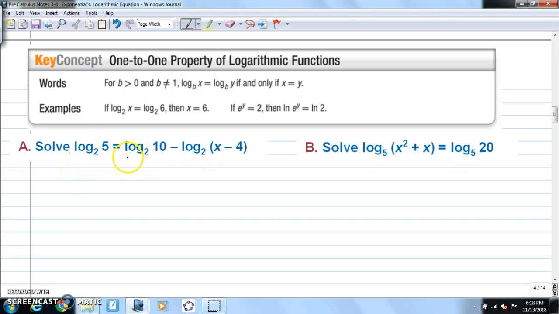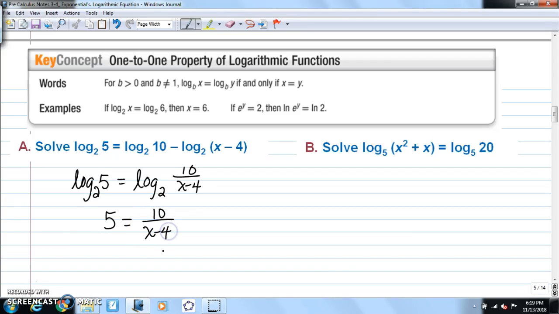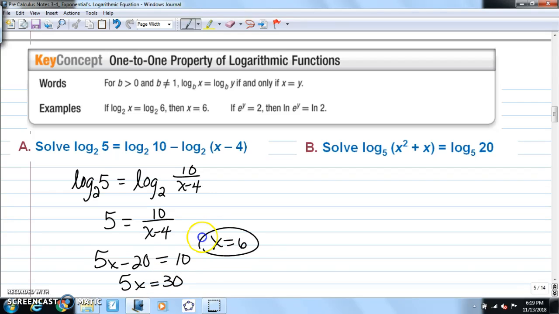Well, I can simplify here over on the right-hand side. I have log base 5, oops, base 2. Log base 2 of 5 equals, and these are subtracted, so that means I can do log base 2 of 10 divided by x minus 4. Well, now I have a single logarithm equals a single logarithm. So what I'm taking the log of has to be equal. So 5 has to equal 10 over x minus 4. Multiply through by the x minus 4, we get 5x minus 20 equals 10. So 5x equals 30, or x equals 6.